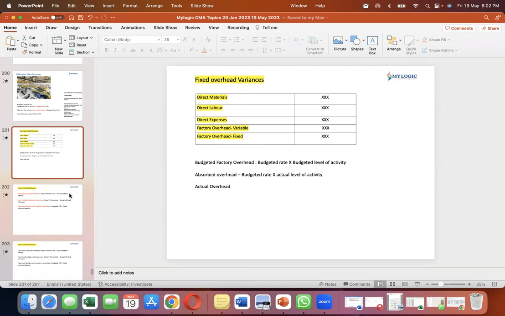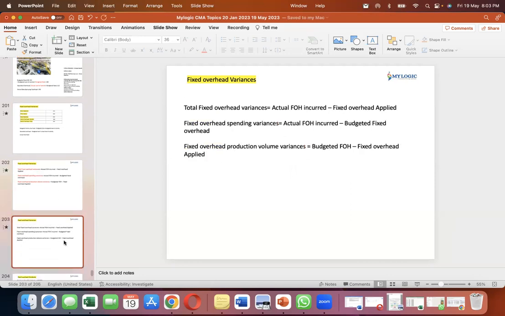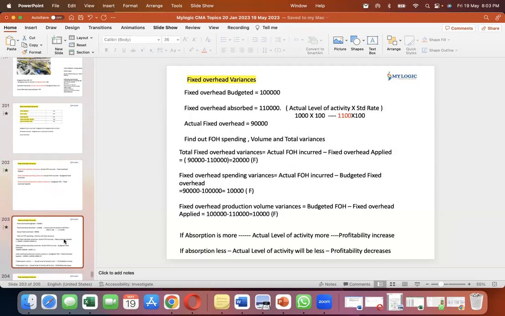Subsequent to that, we came to variances. We said 3 variances: you need to identify what is spending and what is production volume, and the total of those becomes the total fixed overhead variance. There are 3 equations you need to remember. Spending is actual minus budgeted. Production volume is budgeted minus applied. Then the total is actual minus applied. So you will be able to calculate with whatever approach we have taken.